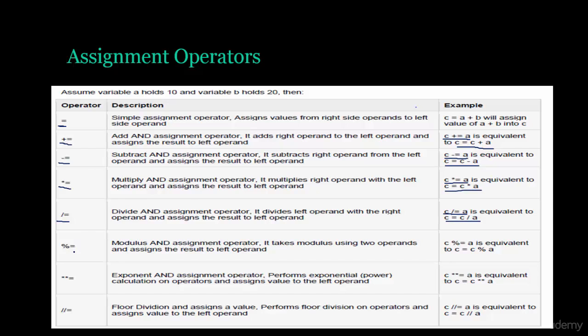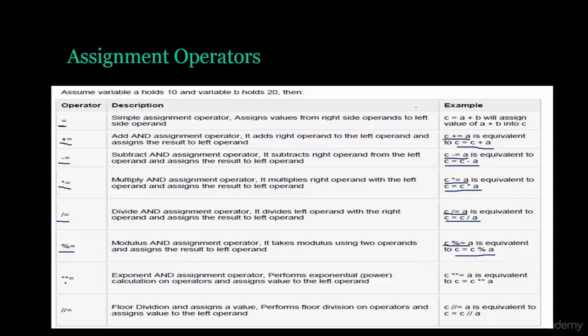And I say here modulus equal, the modulus and assignment operator. It takes the modulus using two operands and assigns the result to the left operand. Like here C modulus equal A, this is equivalent to C equals C modulus A.